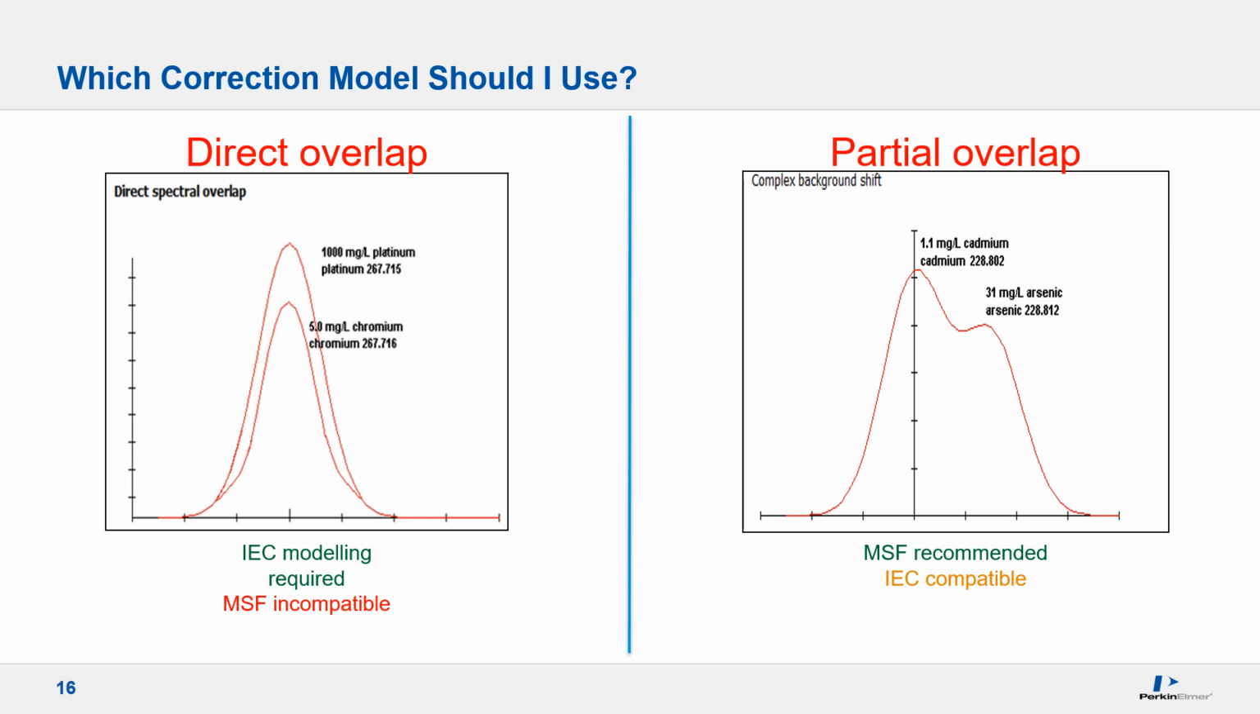For partial spectral overlap situations, such as the cadmium arsenic spectra shown, IEC could be used, but MSF is the recommended choice. The use of MSF is recommended when possible over IEC because MSF models are independent of concentration, plasma conditions, and matrix effects, making the MSF models much more robust.